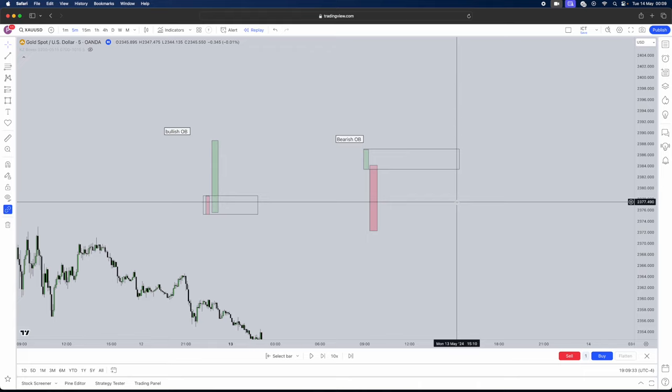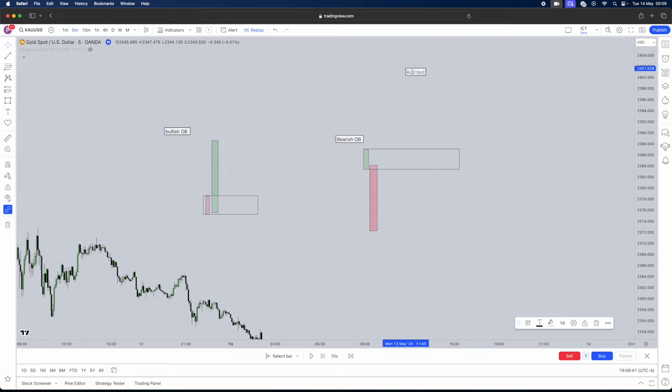Now, how do we actually use this in our entry techniques? One thing I do want to explain to you guys is what makes a probable order block. Okay, so I'm going to have a checklist for you.